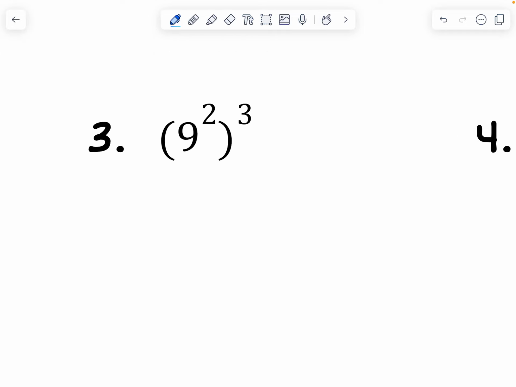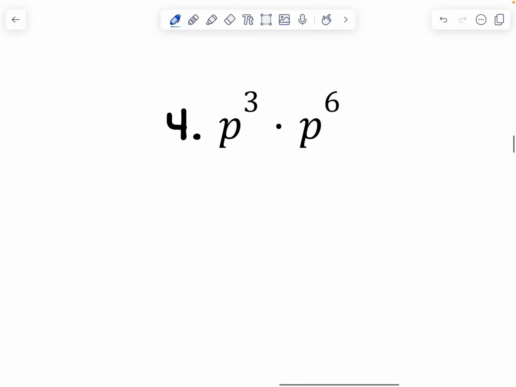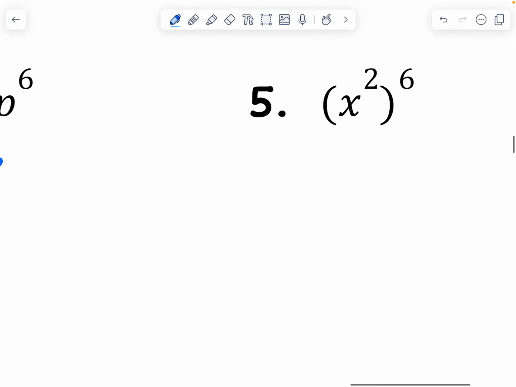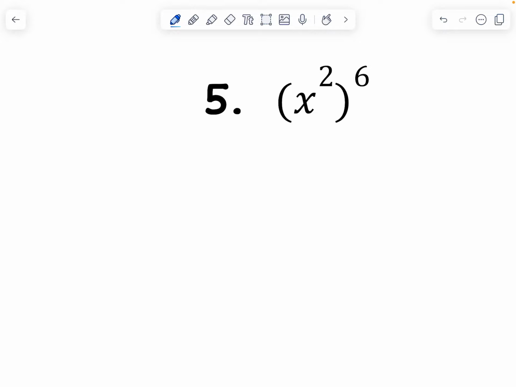Here, it's a power raised to a power, so we multiply exponents, and I get 9 to the 6th power. Here, this is multiplication, so I add my exponents. This is a power to a power, so I multiply my exponents.